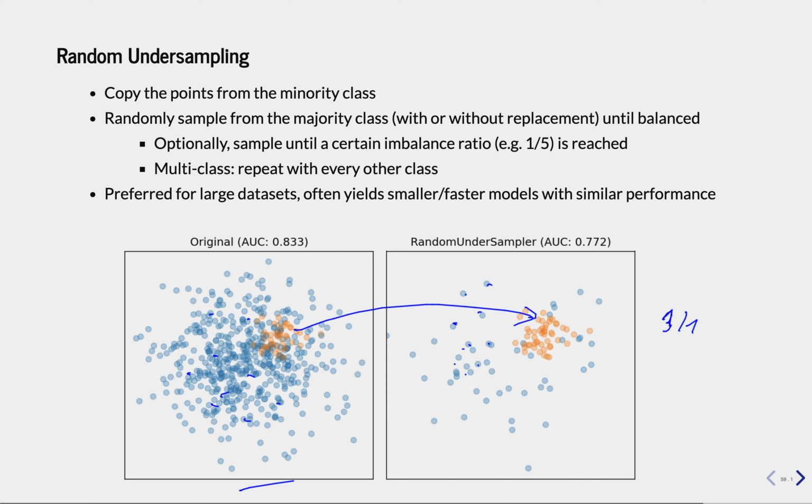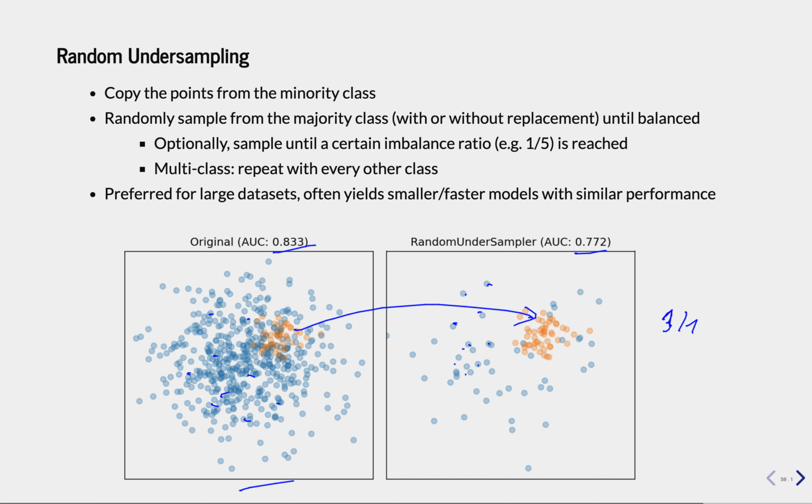So it gives you some way to control this amount of imbalance. If you have a multi-class problem, you just do this for every class. So you copy the minority class and you undersample each other class so that in the end all classes are balanced. And this technique, well, in this case it doesn't do so well, right? So the original data set had an AUC of 0.83, and after undersampling, this went down quite a bit. So it's not ideal here.